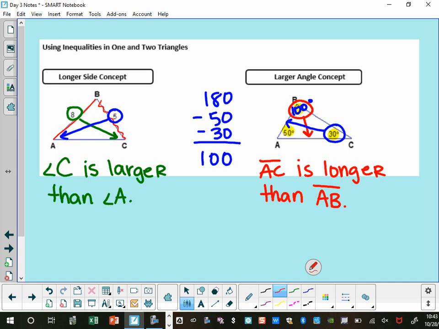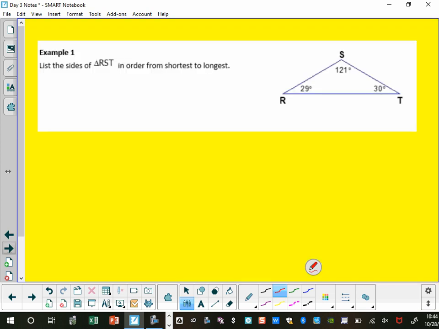Okay, so we're going to practice this a little more. What I want you guys to be doing on your paper is circling and drawing arrows just so you can see it better. All right, it says list the sides of triangle RST in order from shortest to longest. I want you guys to underline this. You have to read your directions because your directions tell you what to do. If you did this correctly but did the longest side to the shortest side, then it's going to be wrong.